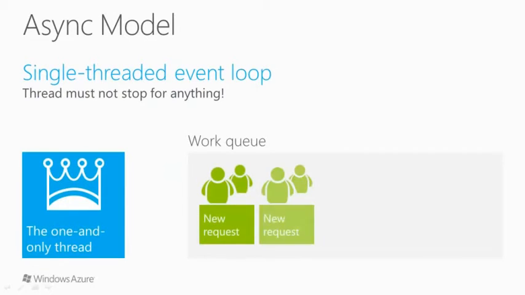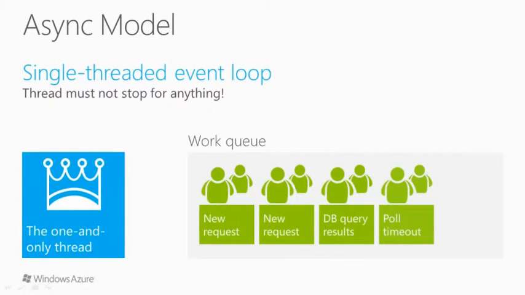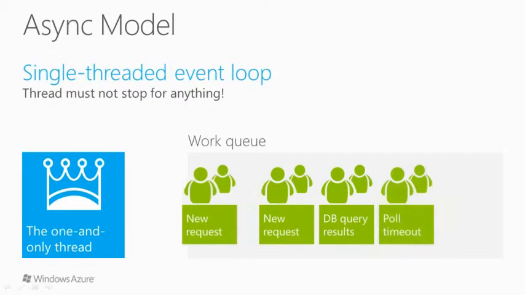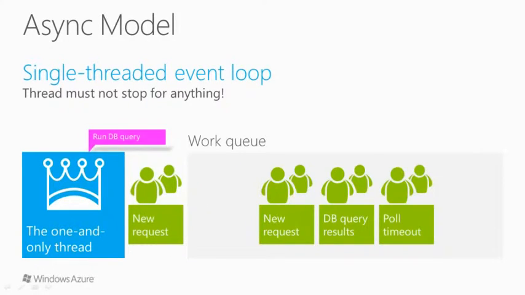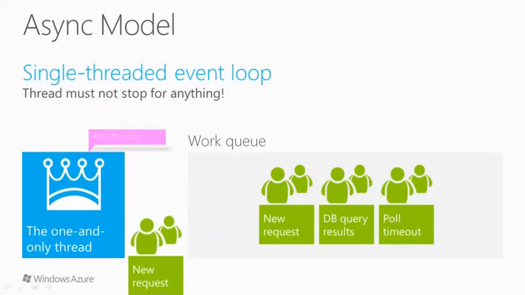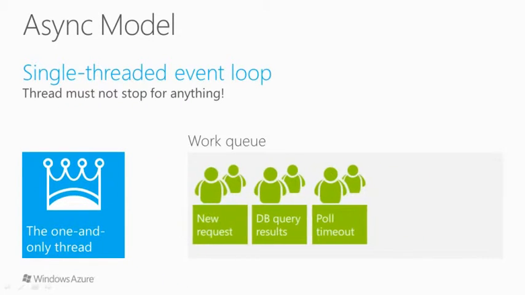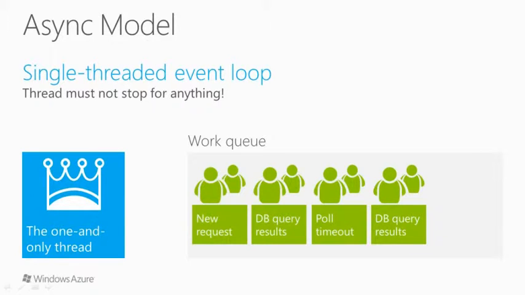Node.js runs as a single-threaded event loop. This thread must never block. Node.js applications are asynchronous by default. When a new request comes in, or an operation such as a database query is executed, the operation is added to the work queue. When the operations are completed, the callbacks are executed. This design makes asynchronous programming much simpler than many other languages because you don't have to worry about issues such as locking.